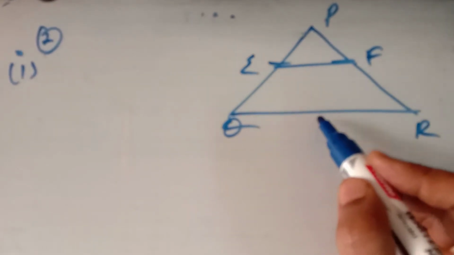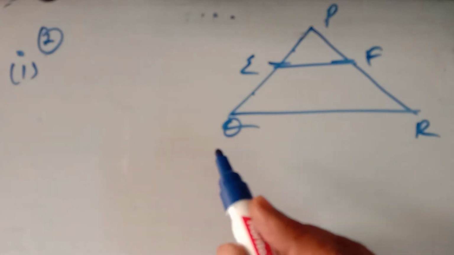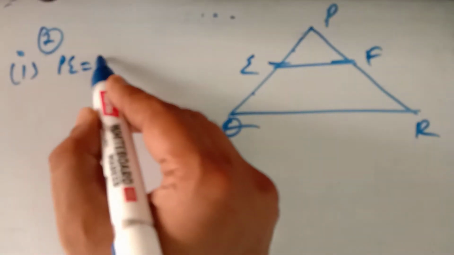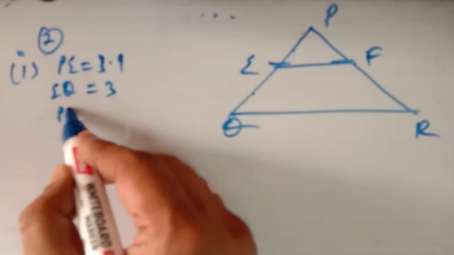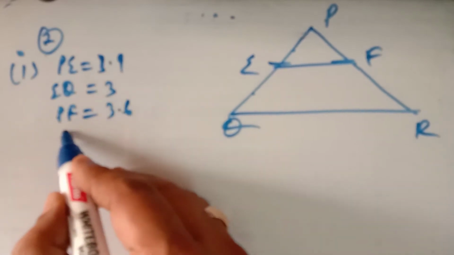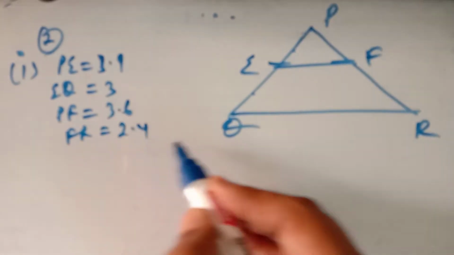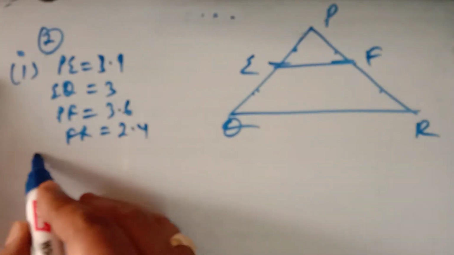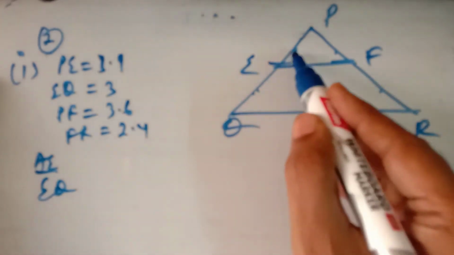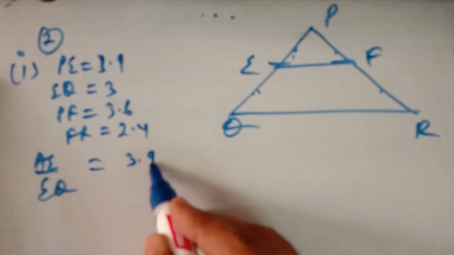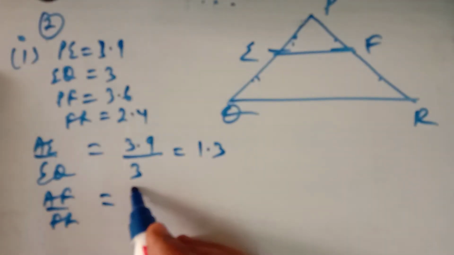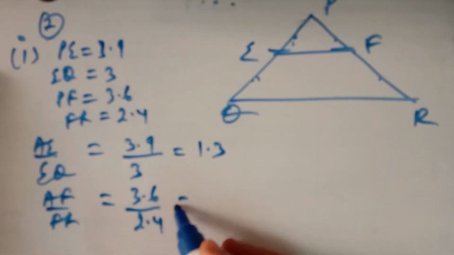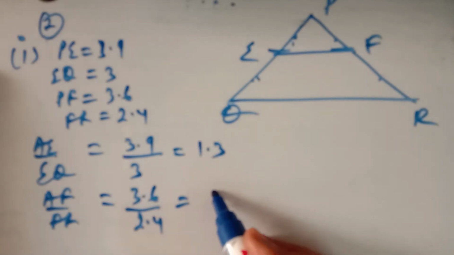Now EF will be parallel to QR if the ratio between their sides is equal. So PE is given as 3.9 and EQ is given as 3. PF is given as 3.6 and FR is given as 2.4. To find PE upon EQ, find these two ratios. 3.9 upon 3, so it will be 1.3. Then find the ratio PF upon FR. PF is 3.6 upon 2.4, and when you divide it, you are getting 1.5.